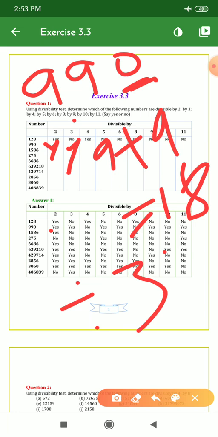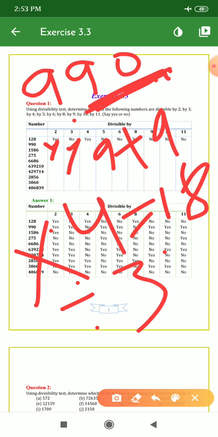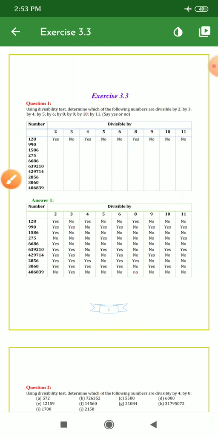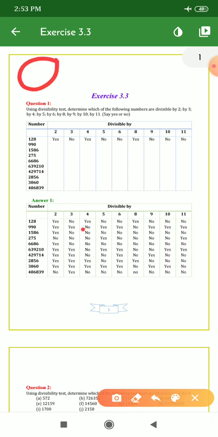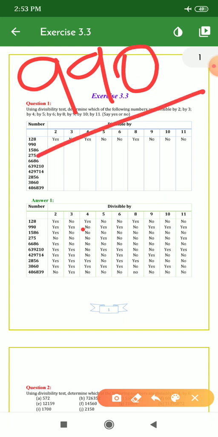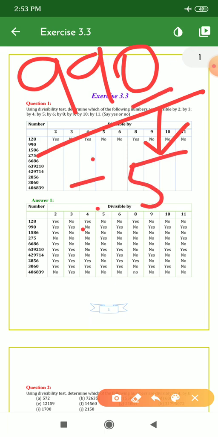Now comes the divisibility rule for 4. It means the last 2 digits should be divisible by 4. Is it divisible by 4? No. So it will not hold for the divisibility rule for 4. This will be no. Here you can see it is no. Now next is 990. Is it divisible by 5 or not? Yes, because the unit place has 0 at its ones place. So it will be divisible by 5. Same way, as the unit place is 0, it will also be divisible by 10.